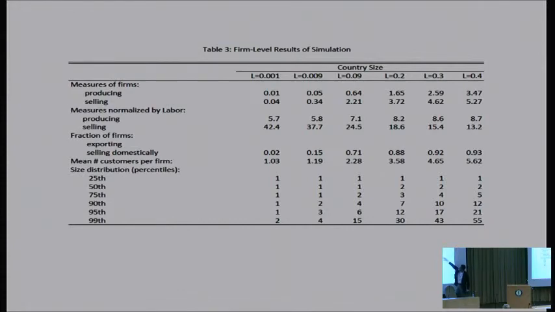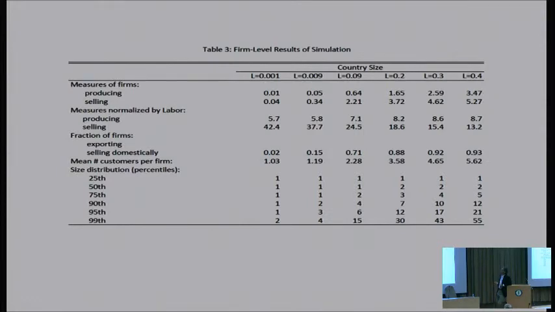Here's what's coming out of the simulation for that mean number of customers per firm. Notice how that's rising from 1 up to 6 as we go from the small market to the bigger market. And then a challenge in this model was to get this skewness in the distribution of number of buyers per supplier. At least in the bigger markets, we're starting to get that, where at the lower end we have a median of 1 or 2 buyers per seller, but in the big markets we're getting up to 55 for the 99th percentile.